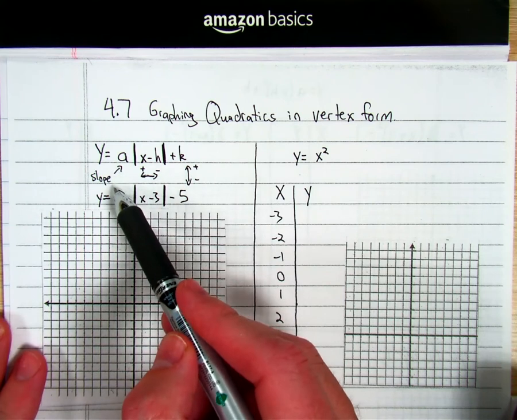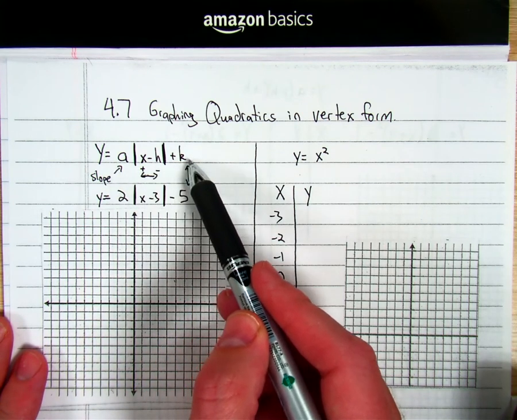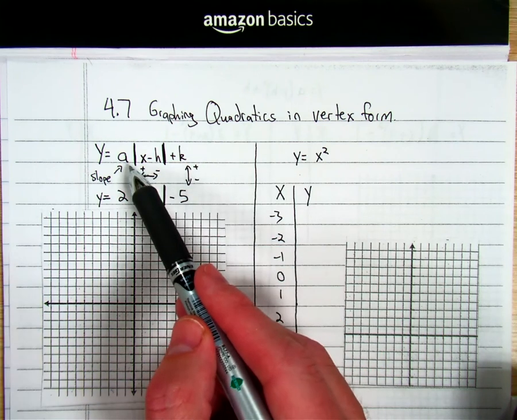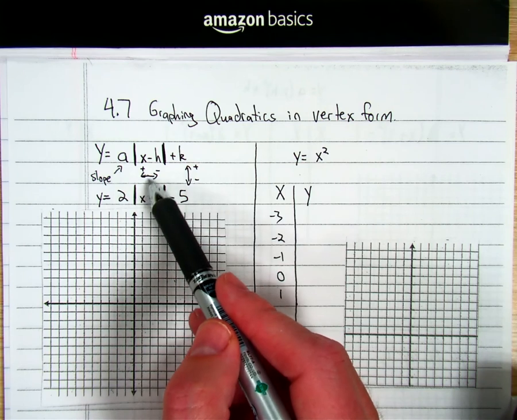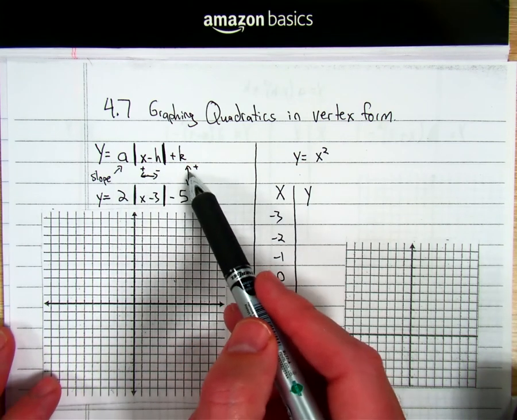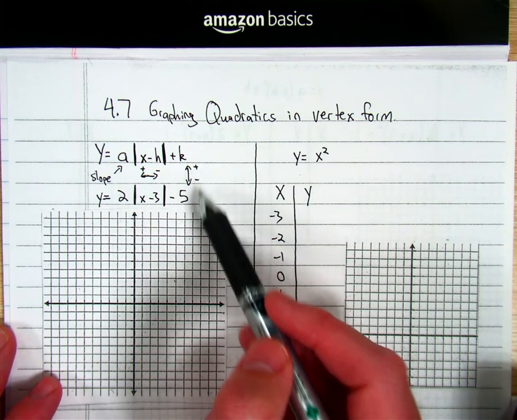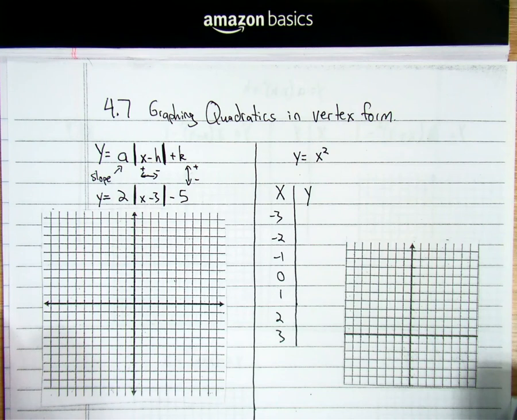We have y equals a times absolute value of x minus h plus k, where the a on the outside was your slope, kind of. Inside, the h would slide your starting point left and right, and the plus k on the outside slides your starting point up and down. So let's rewind it back to absolute value.